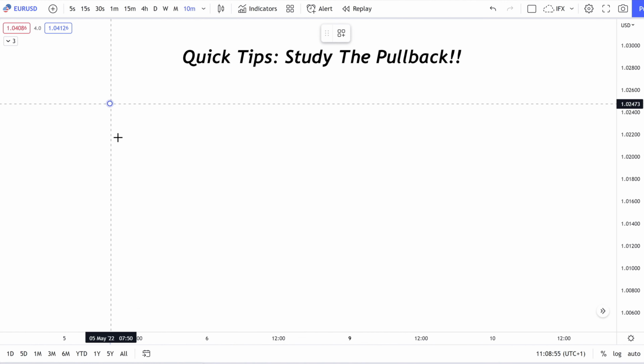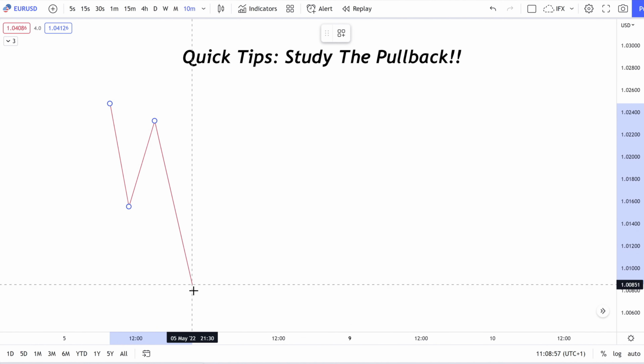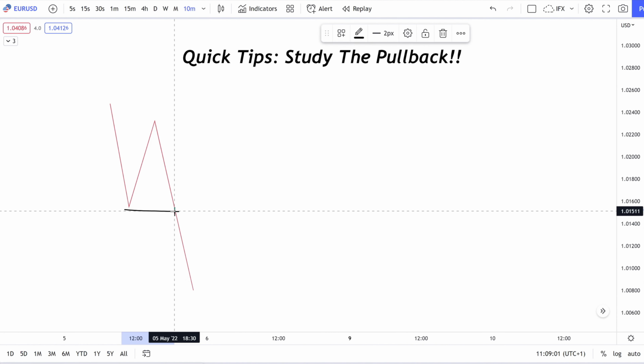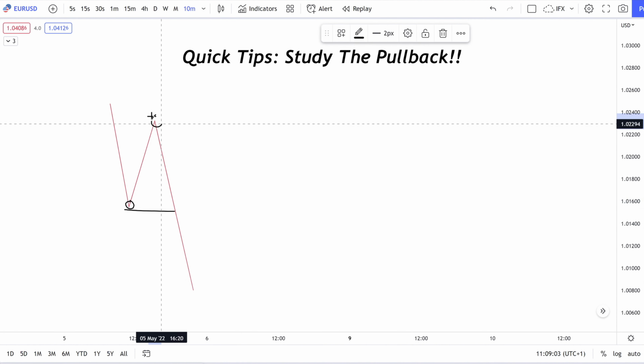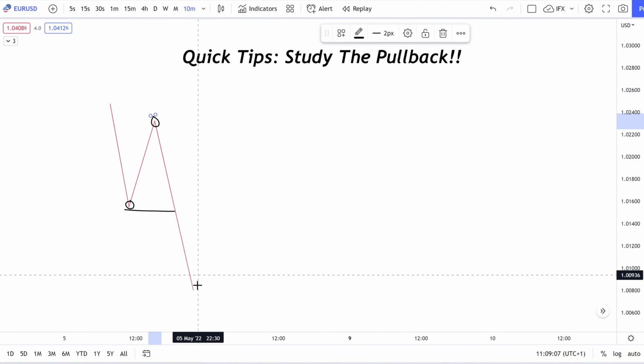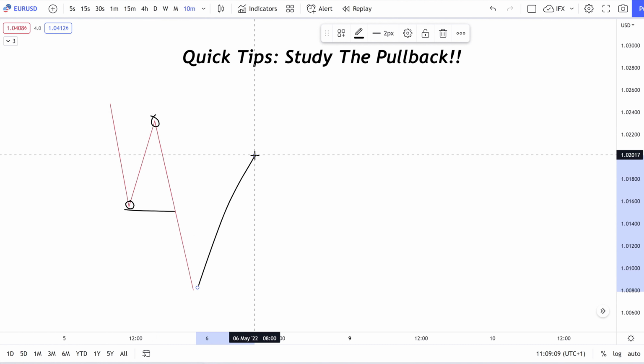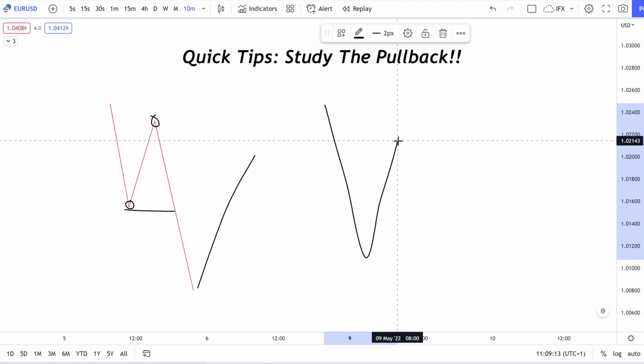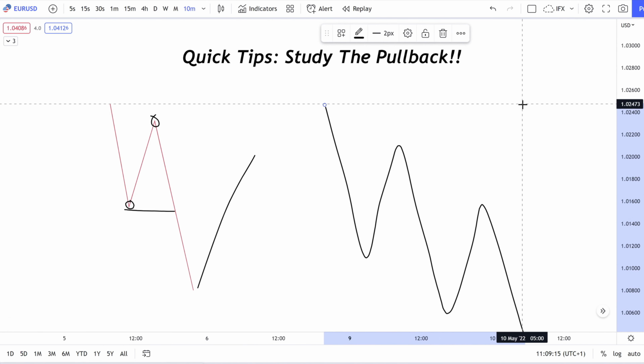We all know that once price breaks structure, this is your swing low which is broken, and the swing high was created. Once this breaks structure, we expect a pullback. On diagrams, this is what we usually see: low lows and low highs, high highs and high lows.